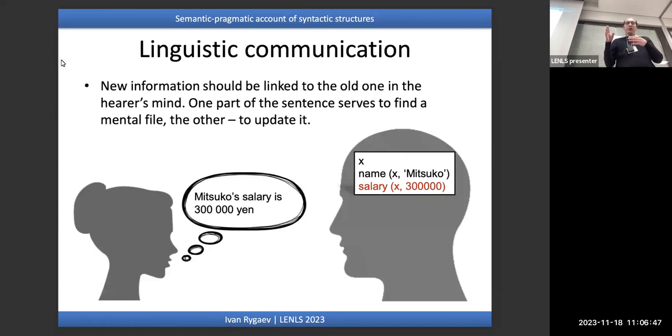So when we want to communicate something, we want to put this new information in connection with the old information in the hearer's mind. So again, there are parts of the sentence that need to find some mental file, and another part to update it in the hearer's mind.